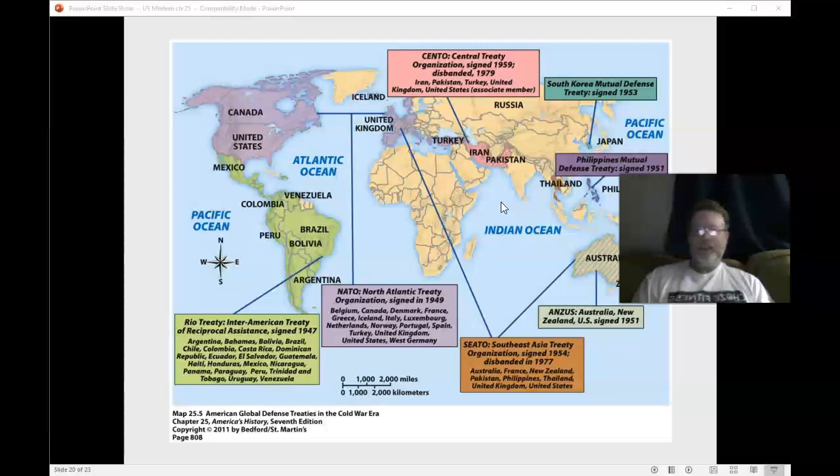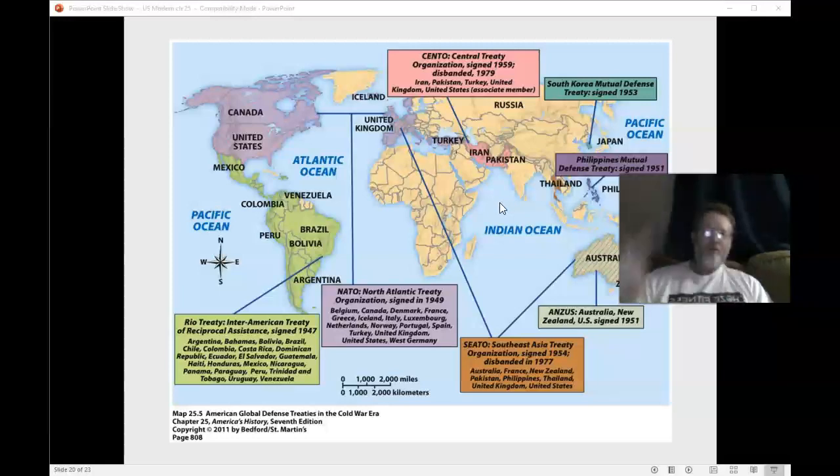This gives you an idea of some of these treaties: NATO, CENTO, South Korea Mutual Defense, Philippines, ANZUS, SEATO, all these different ones. Some of these don't exist anymore. Some of these, like SEATO, were disbanded in '77. CENTO's disbanded in '79. But you should also notice most countries in the world remain neutral. NATO ends up getting like 30-some countries. Warsaw Pact is only a small one.